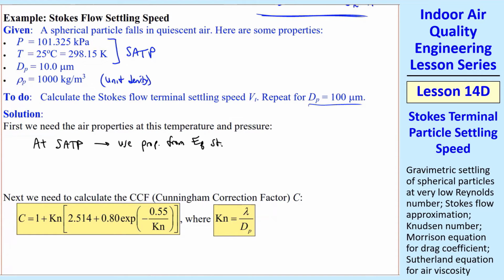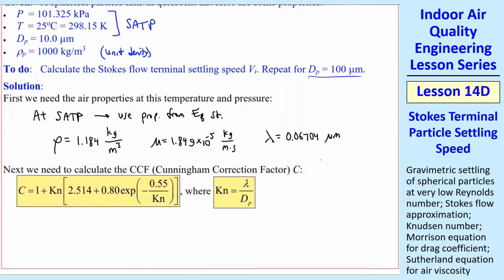So for this particular simple problem, we would use rho equal 1.184 kilogram per meter cubed. Mu is equal to 1.849 times 10 to the minus fifth kilogram per meter second. And lambda, the mean free path, you would normally have to calculate that as well, 0.06704 microns. Then we calculate the Cunningham correction C.